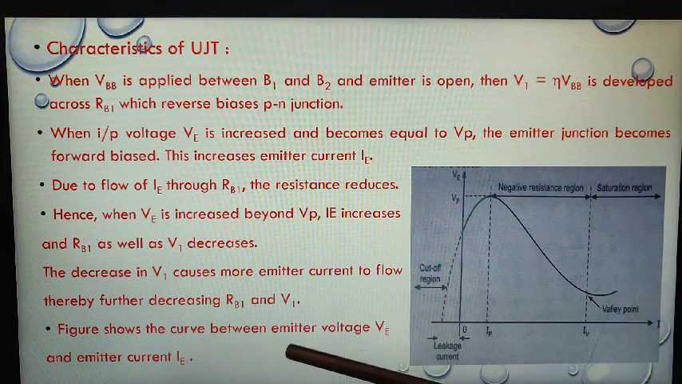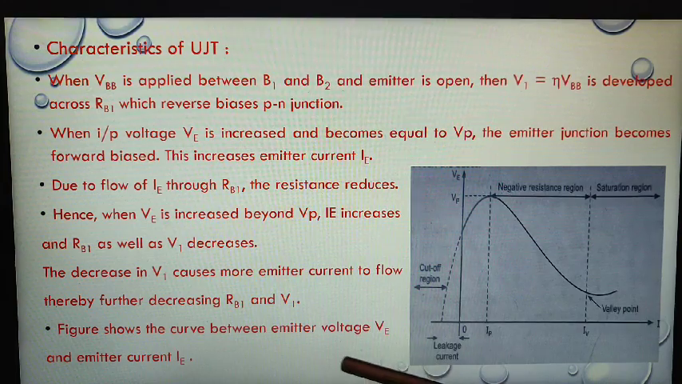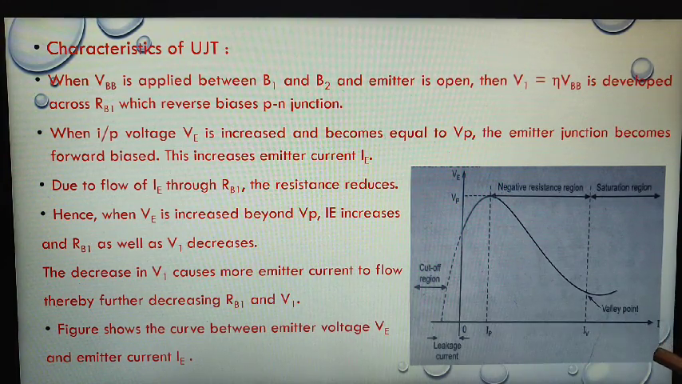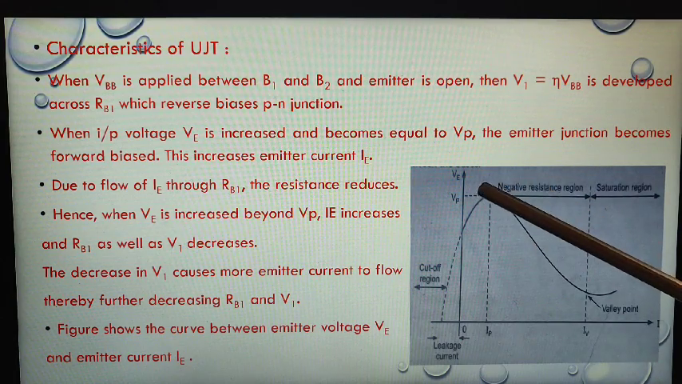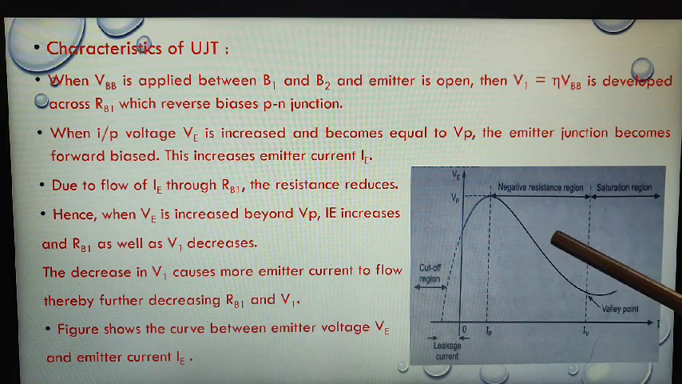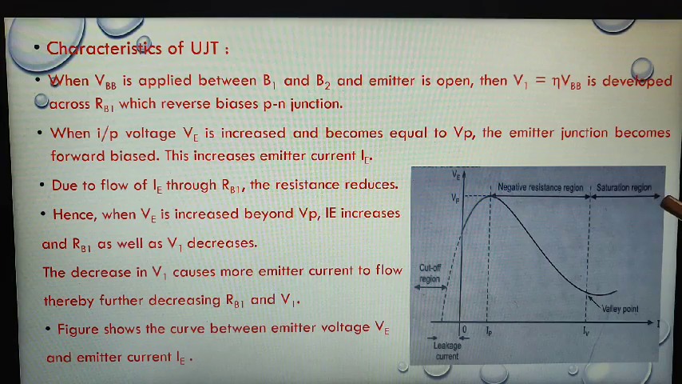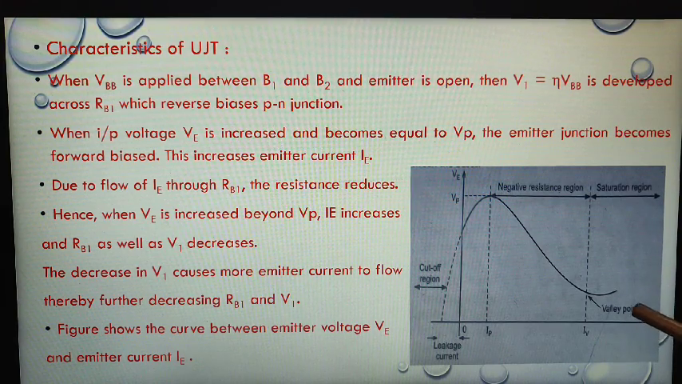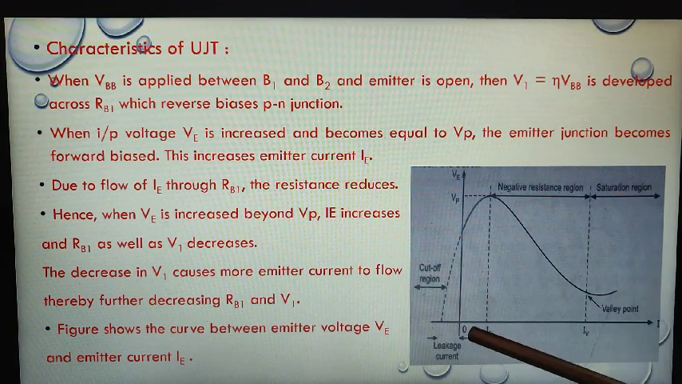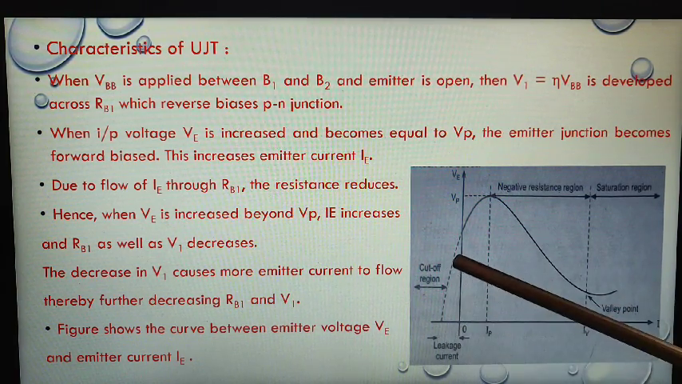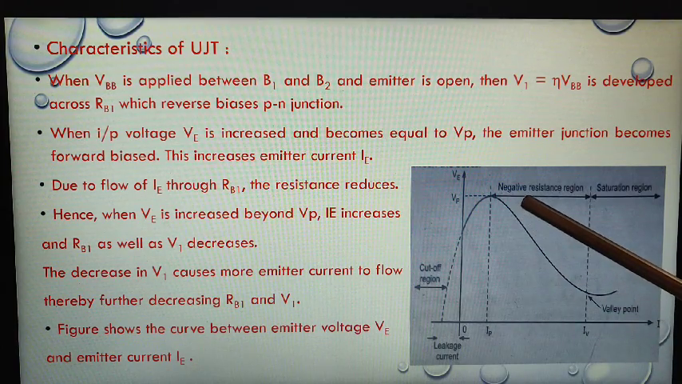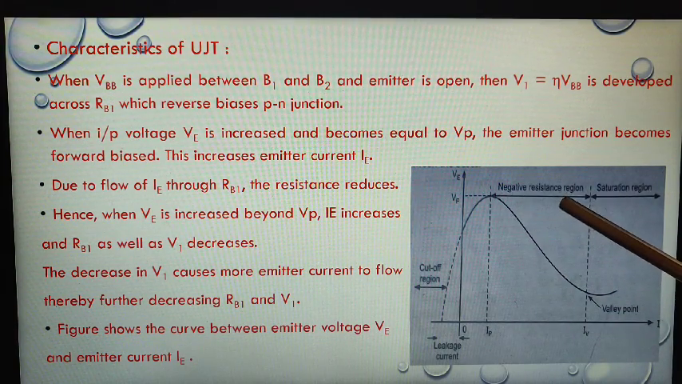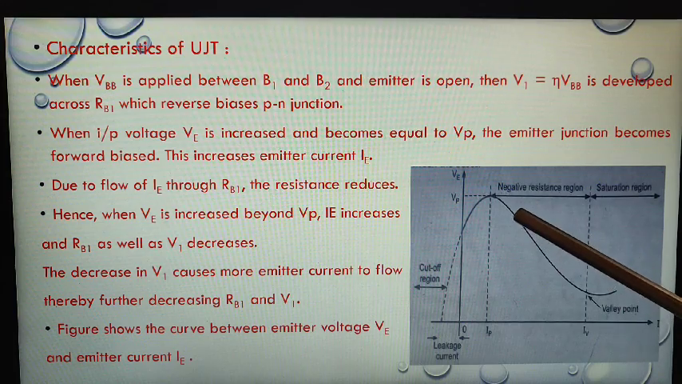The figure shows the curve between emitter voltage V and emitter current I. Along the x-axis there is emitter current and along the y-axis there is emitter voltage. Here is the saturation region, this is the valley point. This region shows the leakage current, this is the cutoff region, and here you see the negative resistance region.